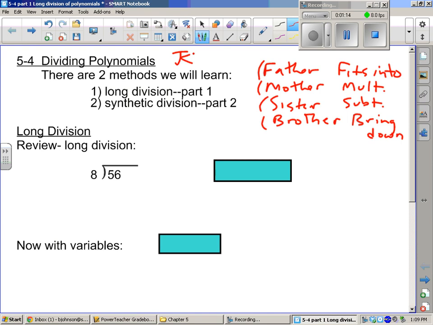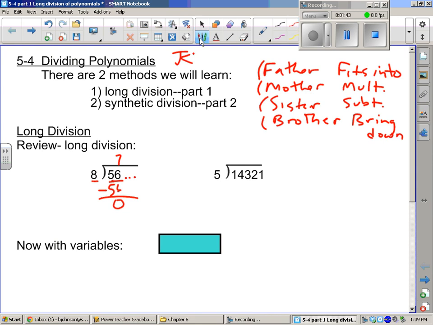Alright, now father, fits into, let's say 8 fitting into 5. It doesn't quite do that, so then we extend it to 56. 8 into 56 goes 7. Now we have to multiply, that's mother, 7 times 8 is 56. Sister, subtract, we get 0. Brother. Now, if there were more numbers here, we would do brother, but brother's left out of this one. Poor brother.